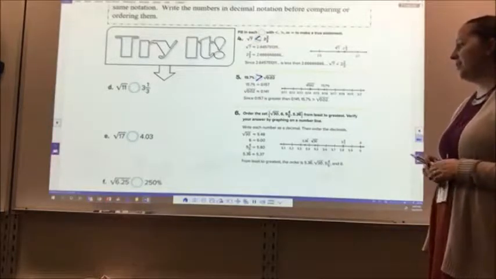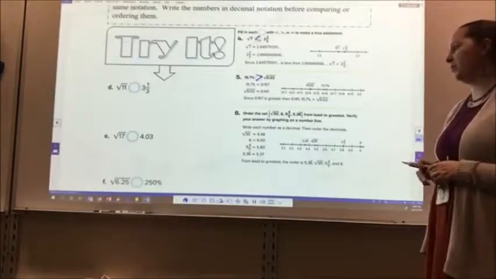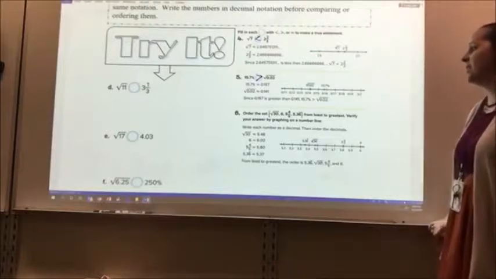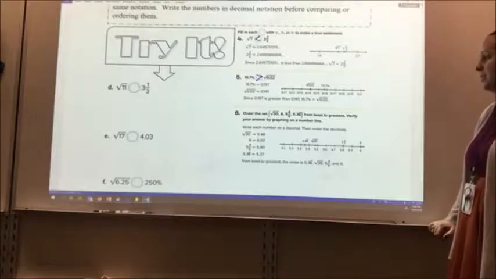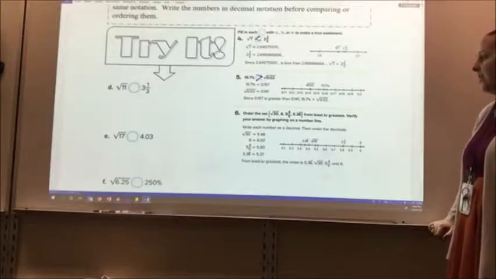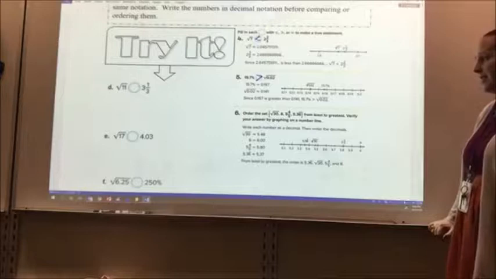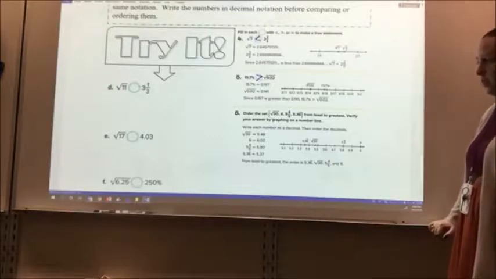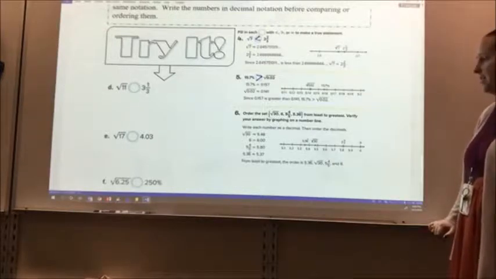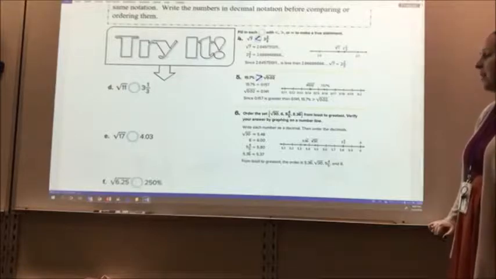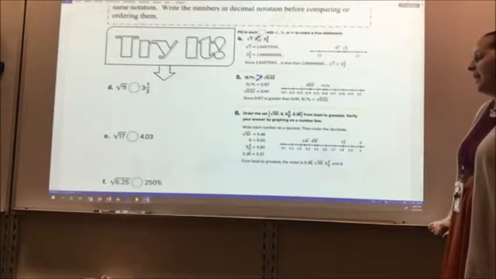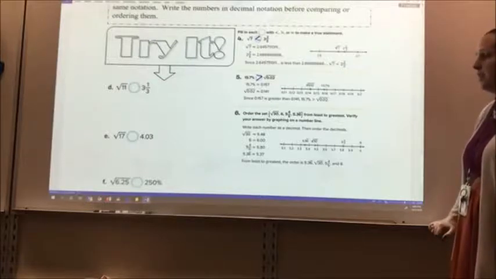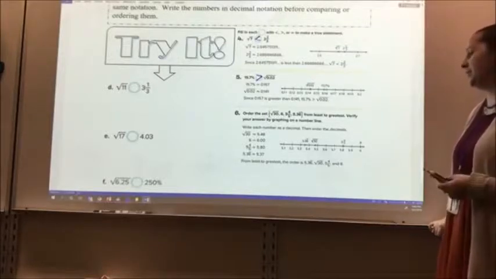Okay. For number 6, I want to order the set square root of 30, 6, 5 4/5, and 5.36 repeating from least to greatest. Okay? Verify your answers by graphing on a number line. Write each number as a decimal, then order the decimals. So square root of 30 is approximately 5.48. 6 is, of course, 6. 5 4/5 equals 5.80. And 5.36 repeating is approximately 5.36, which I round to 7, so 5.37.